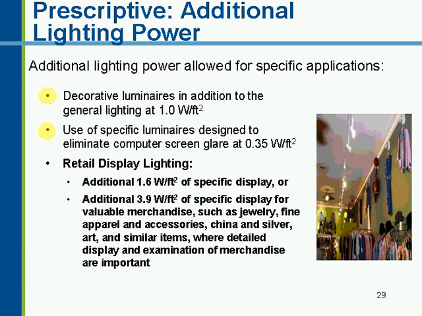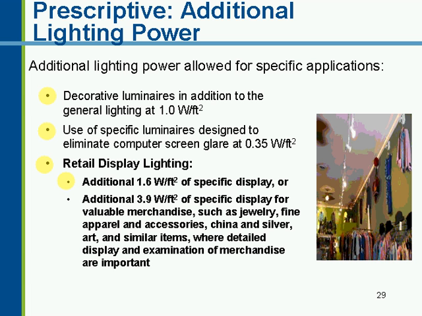A third allowance, which gets the most interest because it's very much applied and very much needed for retail lighting design, are retail display allowances. And there are 2 of them. The first one is an additional 1.6 watts per square foot for specific display of general merchandise. And I say general merchandise because the second one lists some specific ones. But the point here I want to make is that it's 1.6 watts per square foot of specific display.